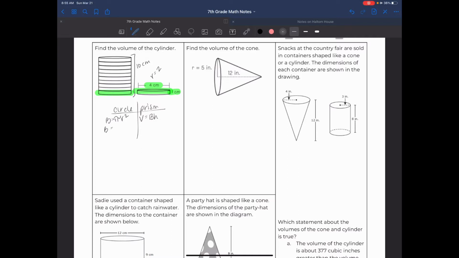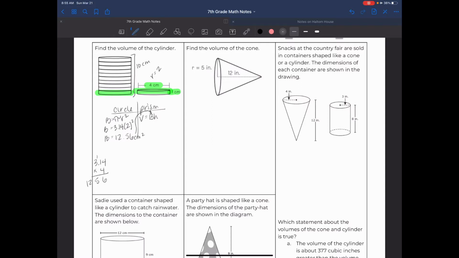Base equals pi r squared, so 3.14 times 2 squared. We know 2 squared is 4. I do not know what 3.14 times 4 is off the top of my head, so let's work it out real quick. 4 times 4 is 16. 1 times 4 is 4, plus 1 is 5. 3 times 4 is 12, 1256. I knew it was going to be around 12 anyway because 3 times 4 is 12, so, you know, duh. Centimeters squared.